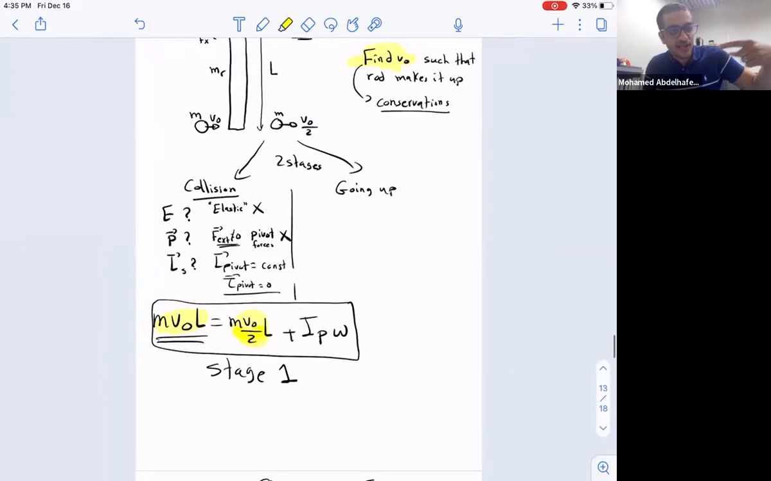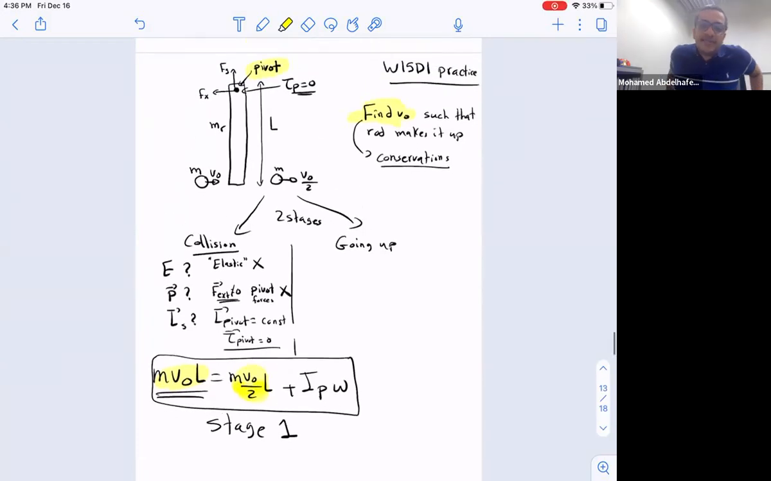Because initially it was translating with V naught at distance L, finally it's translating with V naught over 2 times distance. So that's the two types of angular momentum that exist. Translation is MVR, spinning is I omega. So any question about the stage of the collision, like this idea of elastic, inelastic, pivot or no pivot for the usual, the three different conservations?